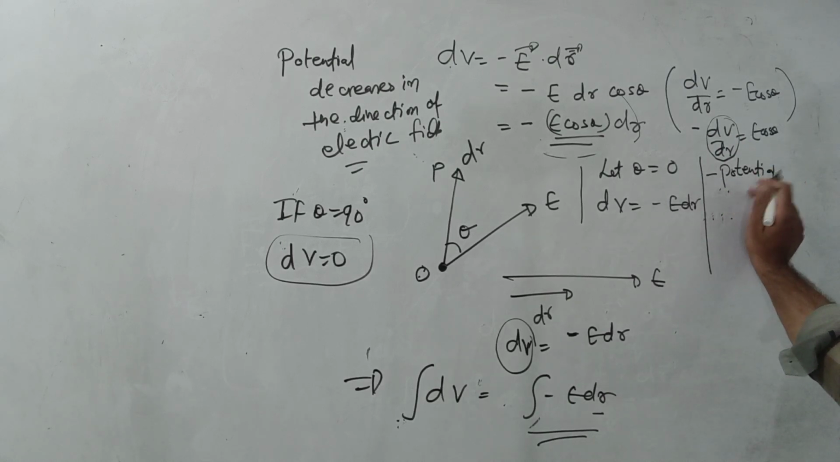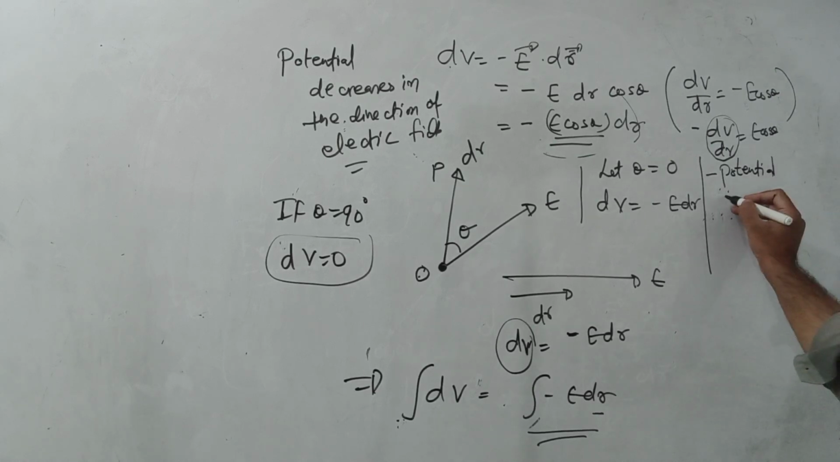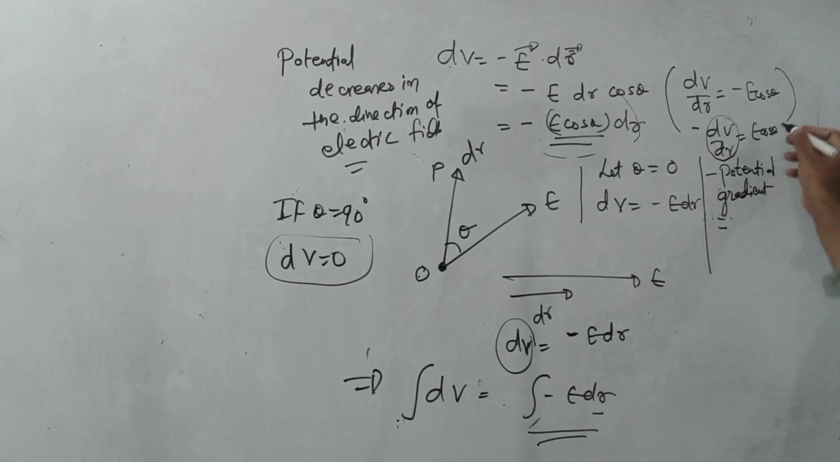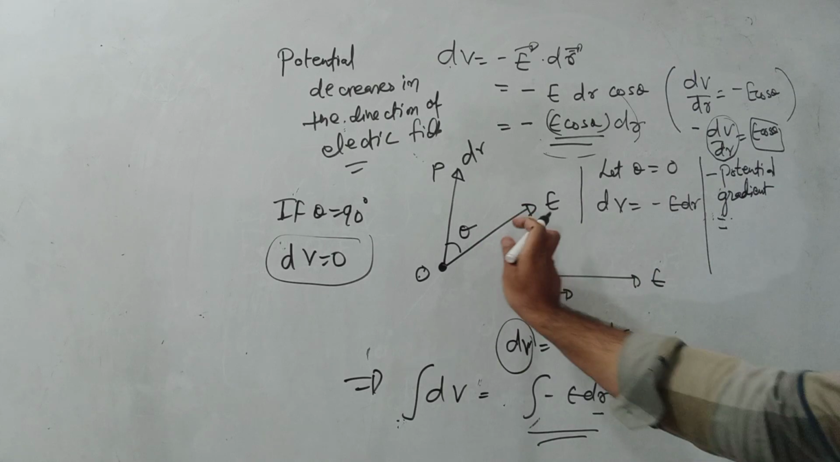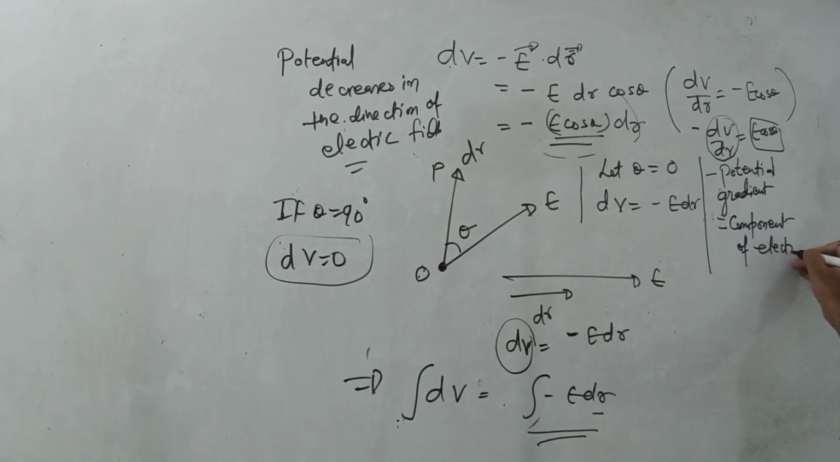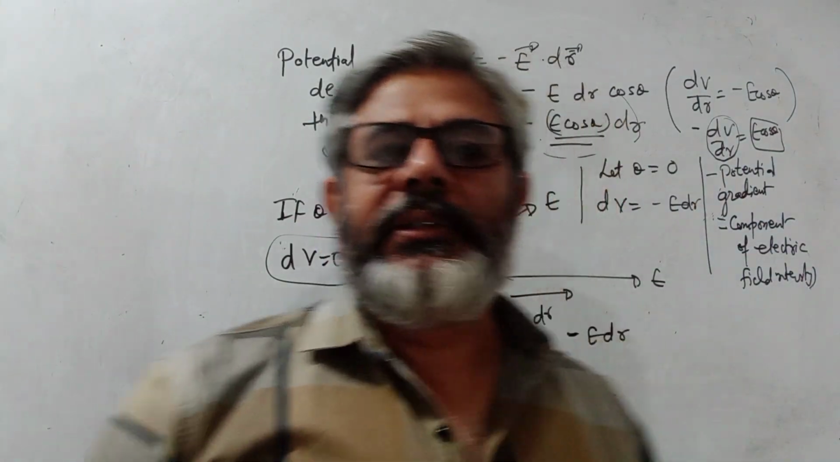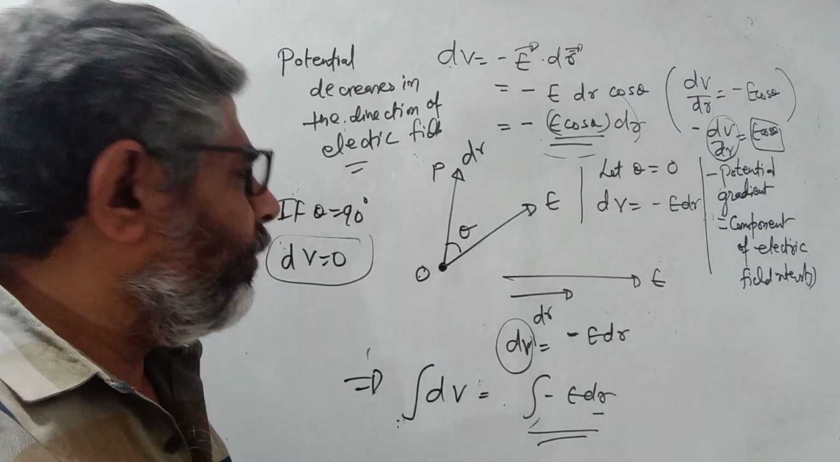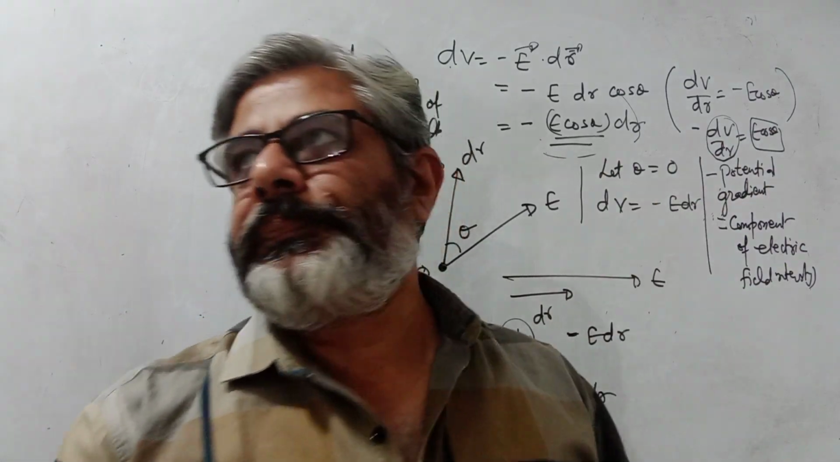Remember again, I am talking of electric potential, whether I write it or not. So the negative of the potential gradient, which is minus dV by dr, is equal to E cos theta, that is the component of the electric field intensity in the direction of dr. So if the electric field intensity is given to you in a particular direction, then you can integrate the electric field multiplied with dr to get the potential difference between two points.